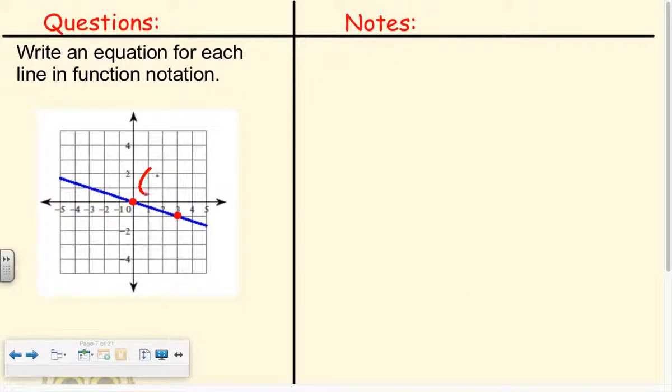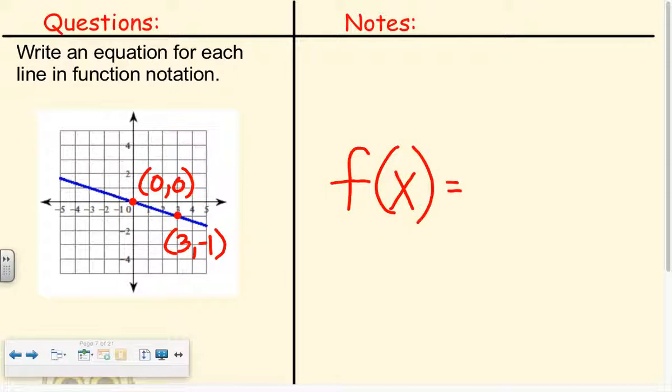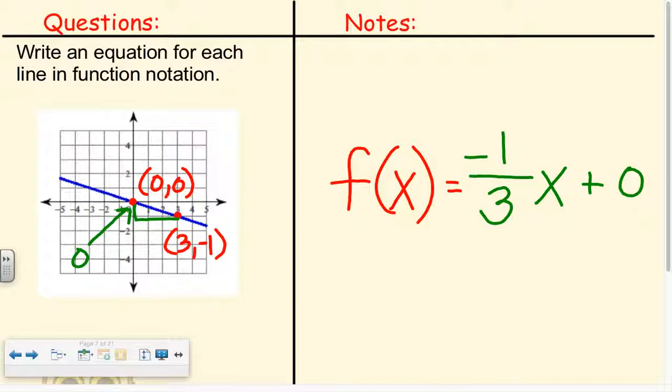This one has one ordered pair at 0, 0. This one has one at 3, negative 1. My slope, I'm going down 1 over 3. So down 1, so negative 1 over 3. And my line crosses the y-axis right here at 0. So really you don't need to write the plus 0. If you did, it wouldn't be counted wrong, but you don't need it. So all you need is f of x equals negative 1/3 x.